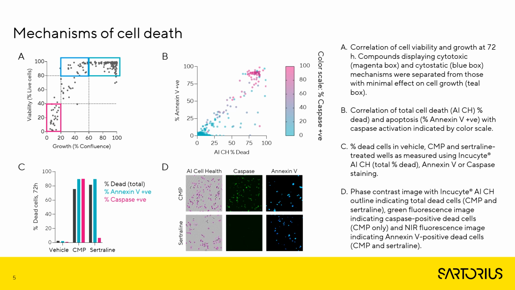So the compounds displaying the cytotoxic are shown in this magenta box, and cytostatic is shown in the blue box. And we were able to separate these from those that had no effect on cell growth, as shown in the teal box. The relationship between total cell death and apoptotic death was also examined. So the majority of the compounds inducing cell death were also positive for both annexin-5 exposure and caspase-3-7 activation. And this indicates apoptosis via these pathways.